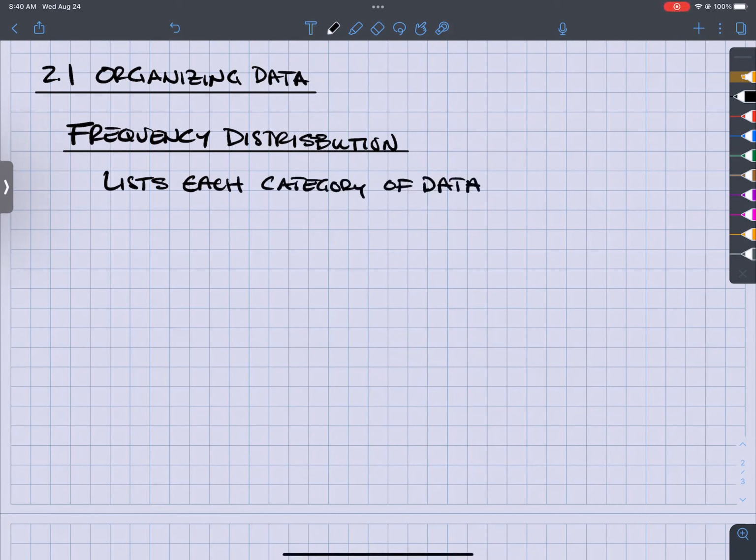It lists each category of data and the number of occurrences of each category.